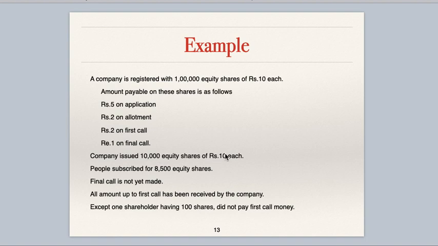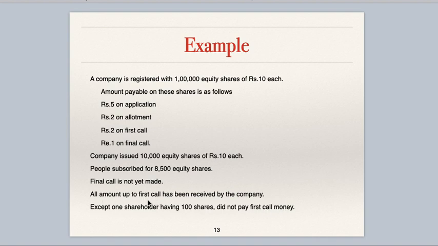Company issued 10,000 equity shares of 10 each. People subscribed for 8,500 equity shares. Final call is not yet made. Final call is rupee 1. So company has asked shareholders to pay only application, allotment and first call. They have not asked to pay final call rupee 1. All amount up to first call has been received by the company, except one shareholder having 100 shares did not pay first call money.